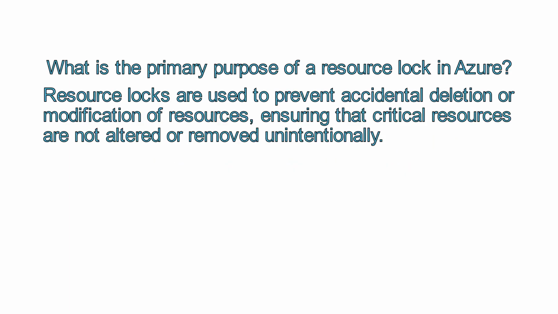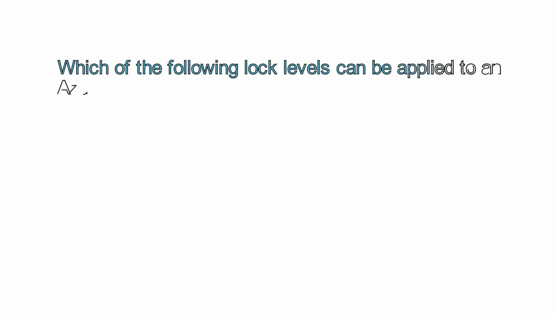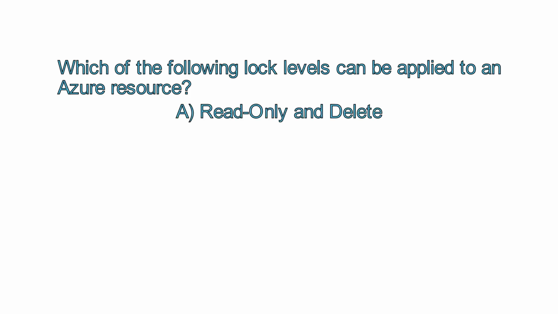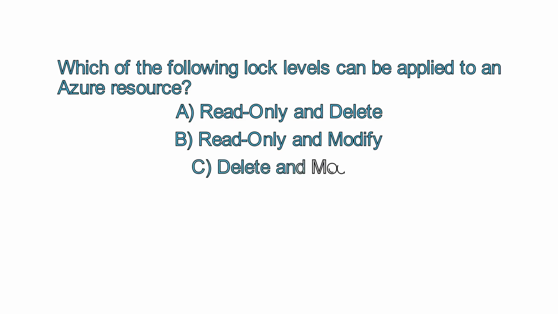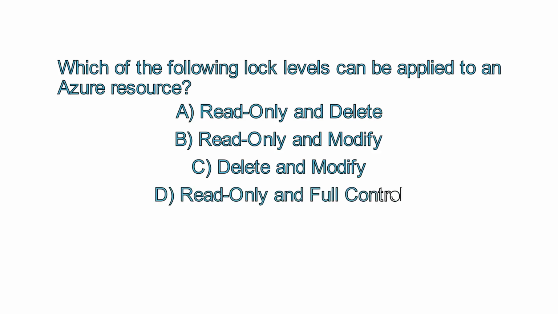Resource locks are used to prevent accidental deletion or modification of resources, ensuring that critical resources are not altered or removed unintentionally. Which of the following lock levels can be applied to an Azure resource? A. Read-only and delete. B. Read-only and modify. C. Delete and modify. D. Read-only and full control.